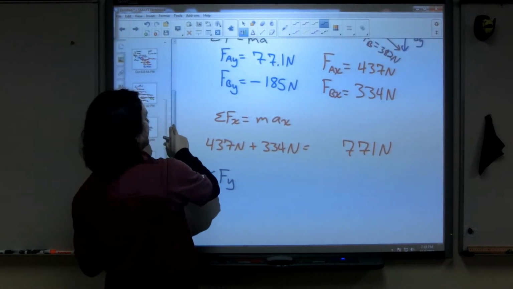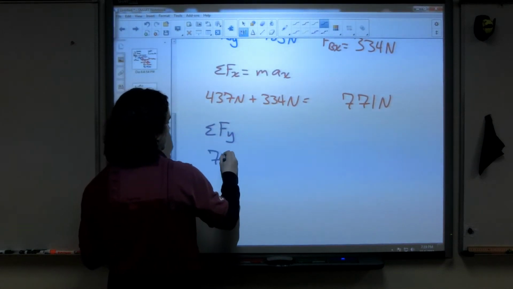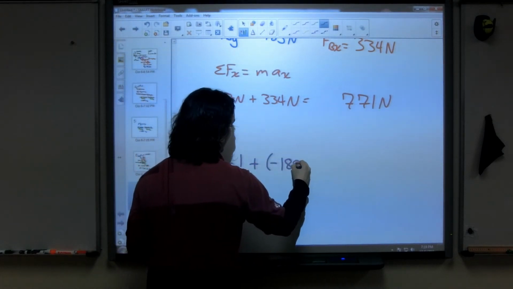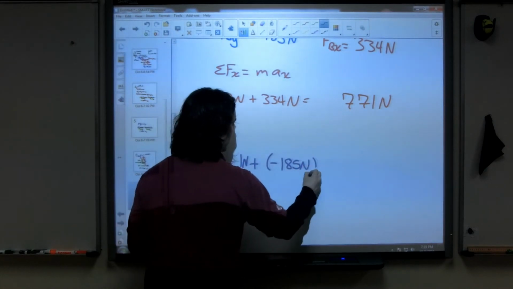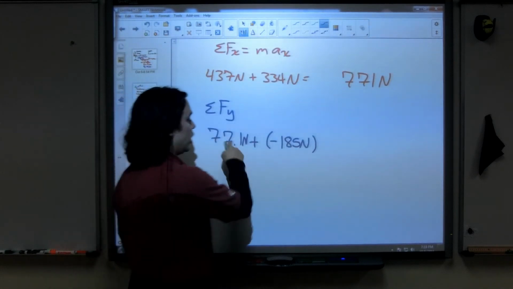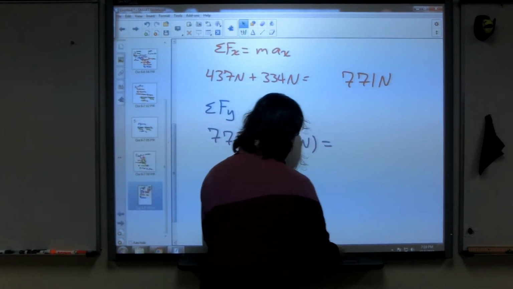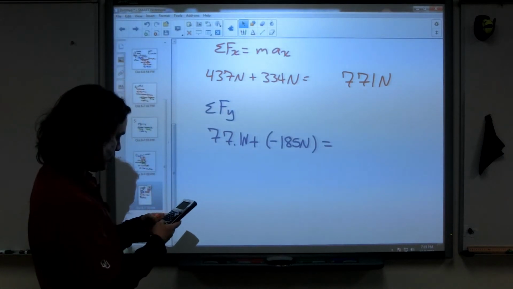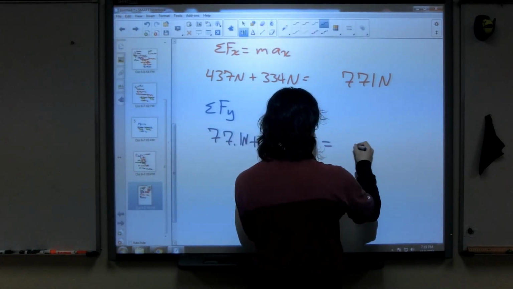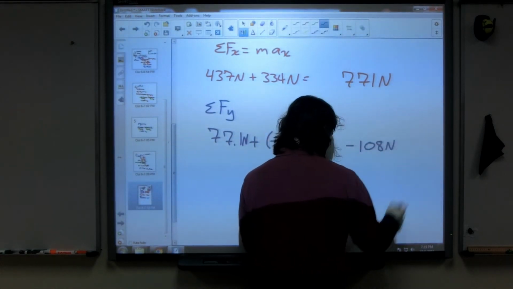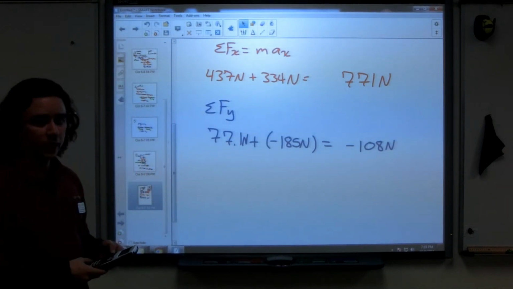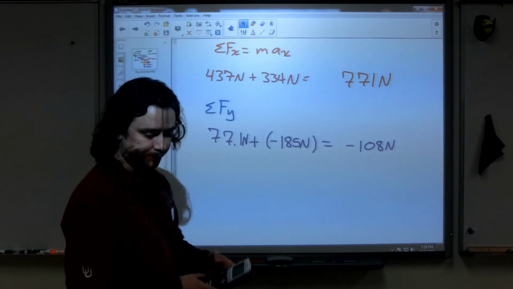We had 77.1 plus a negative 185. Both of these are newtons. Now it's negative because my y component for b is down, so these are working against one another. I add these together, 77.1 plus a negative 185, and I end up with negative 108 newtons. It's technically 107.9, but again, I'm keeping things to 3 significant figures.